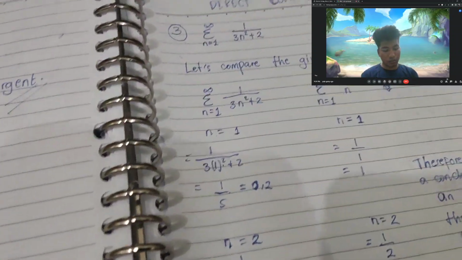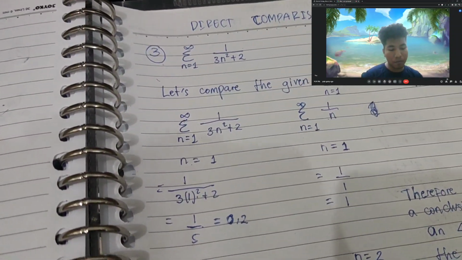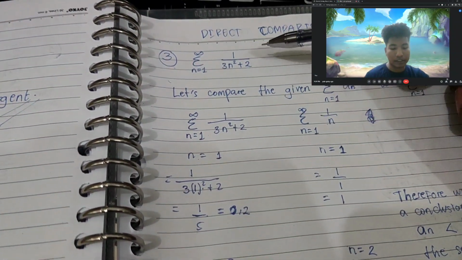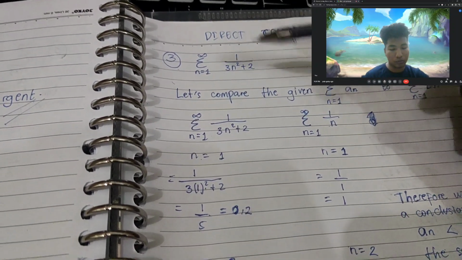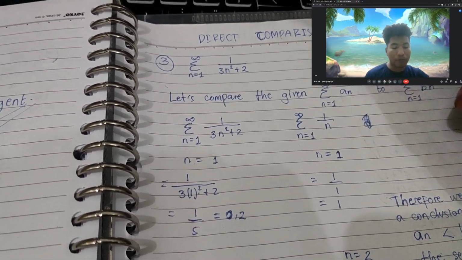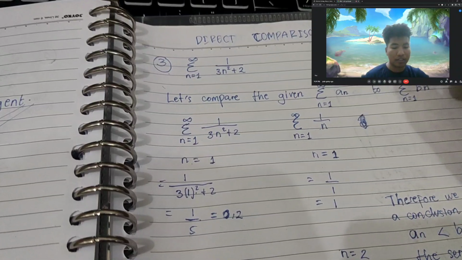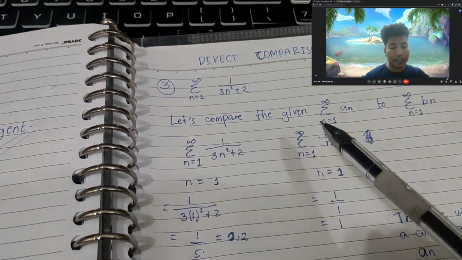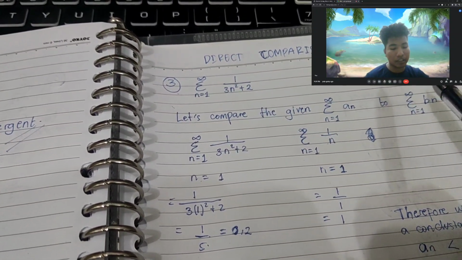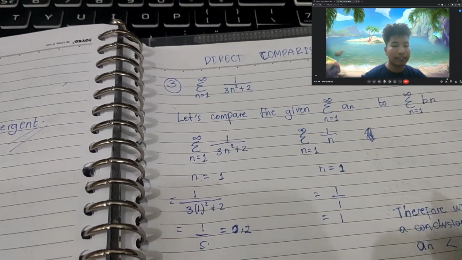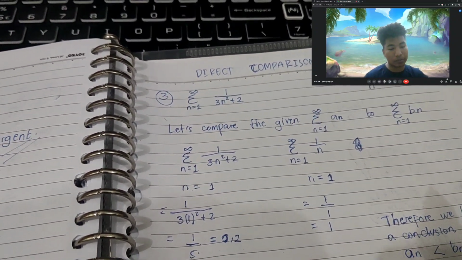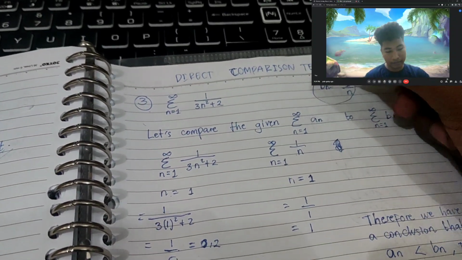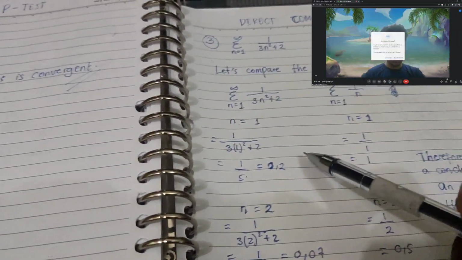Next, the third question, where we have a direct comparison test. I also picked one problem here: the sum from 1 to infinity of 1 over 3n squared plus 2. Here we try to compare the an series to the bn series. Therefore I choose bn as 1 over n. Now we try to compare.